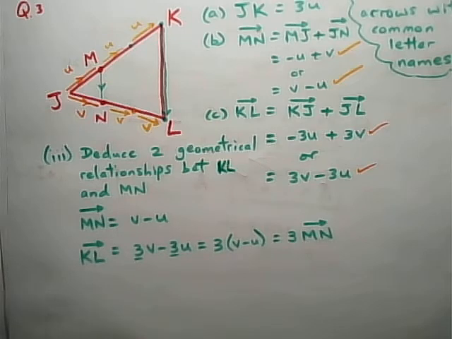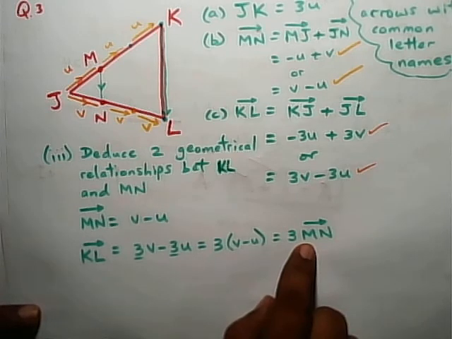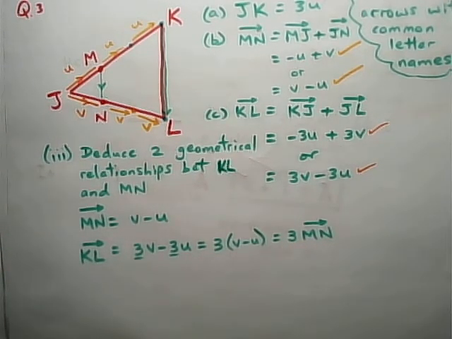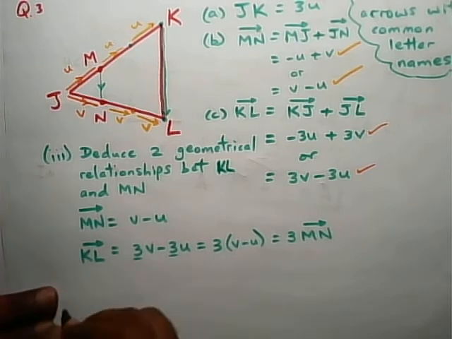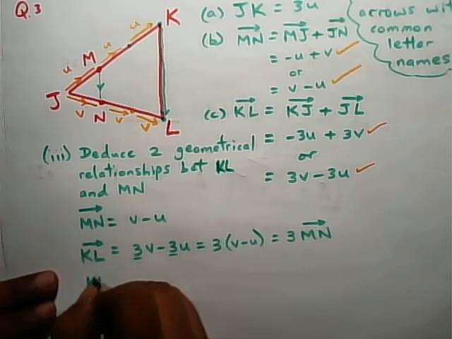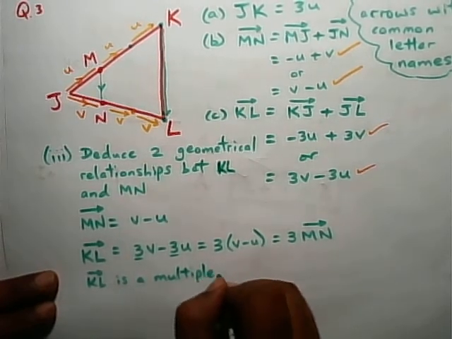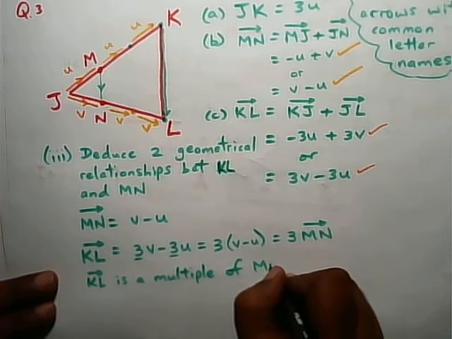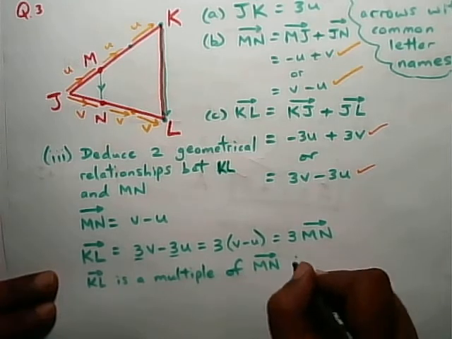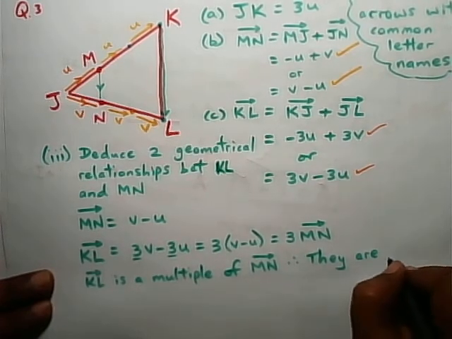Okay, so what can we say in terms of geometry? Well, you remember your notes. If one vector is a multiple of the other, meaning it's 3 times a vector, multiple means multiply, then they are parallel. So you could say here, point number 1, KL is a multiple of vector MN. Therefore, they are parallel.